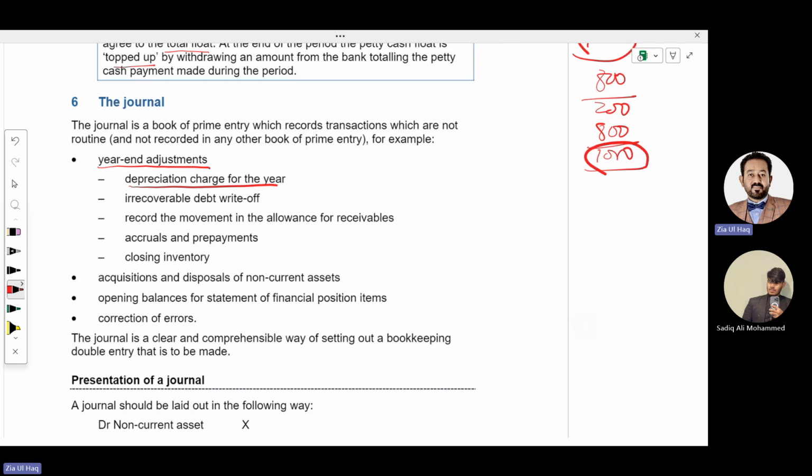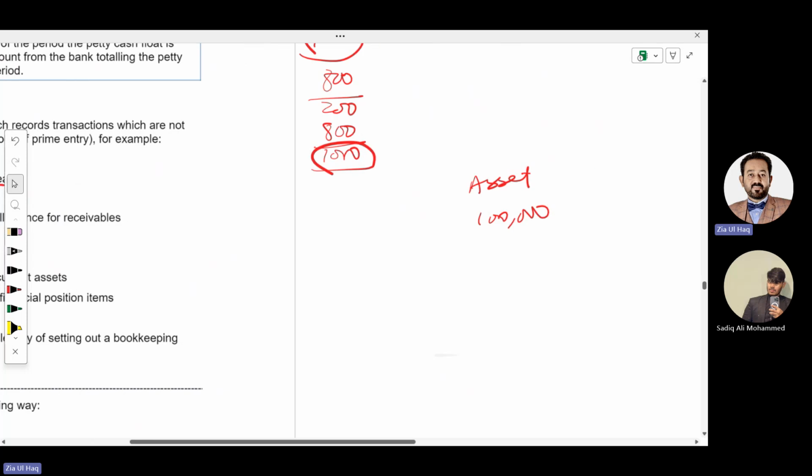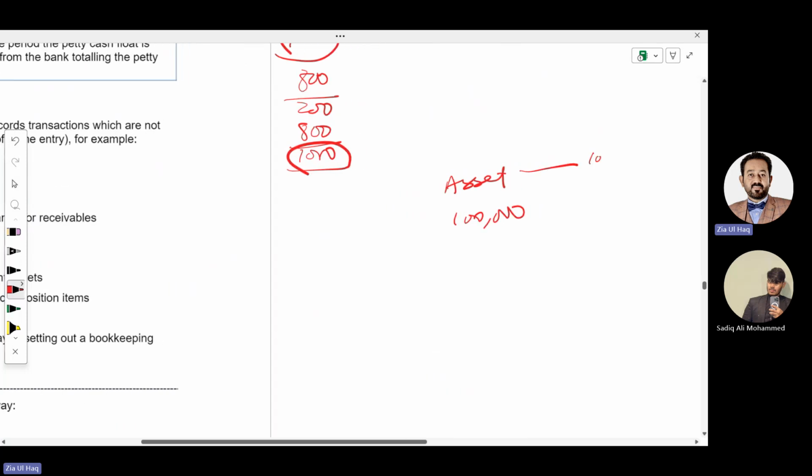Suppose company have bought an asset for 100,000 and company management have estimated that this asset can be used for 10 years.